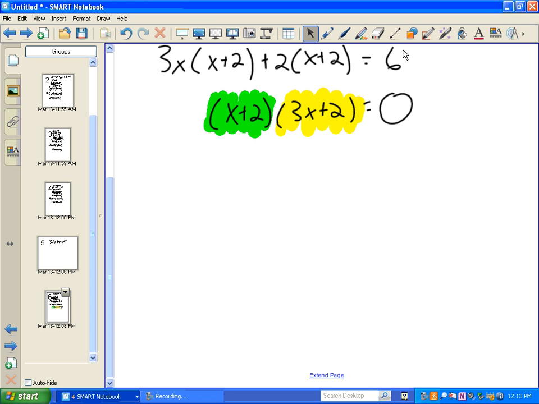And that is what allows you to solve for x. Since one of them or both of them are going to be 0, I can set both of them equal to 0. Because if the green equals 0, we're good. If the yellow equals 0, we're good. If either one of these two equals 0, we know that our product will also be 0.